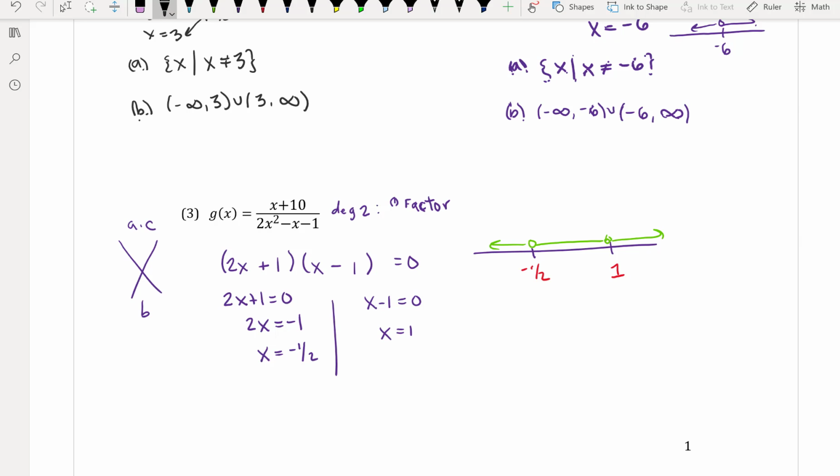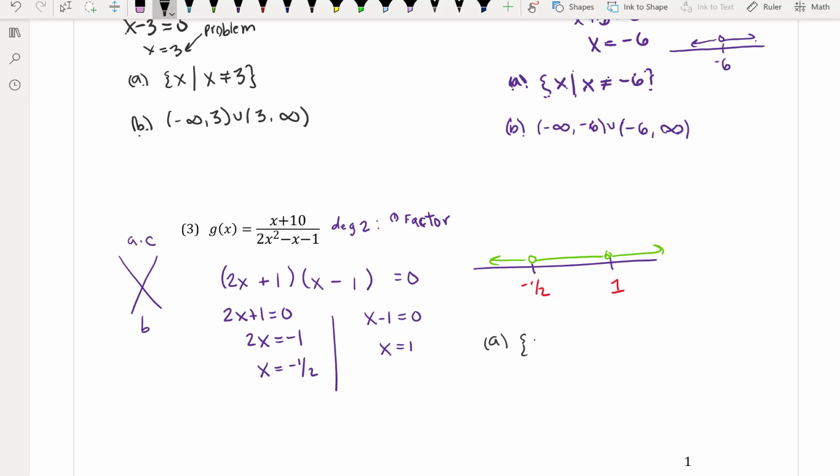So if I were to write this in my set builder notation, I would say x such that x cannot equal negative 1/2 or 1. That is my set builder notation. For my interval notation, it's from negative infinity to negative 1/2.